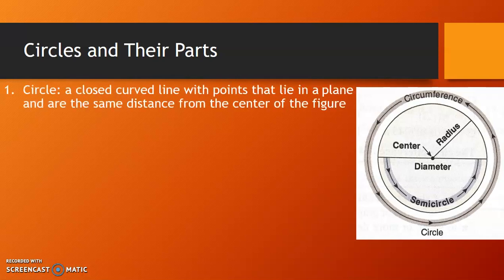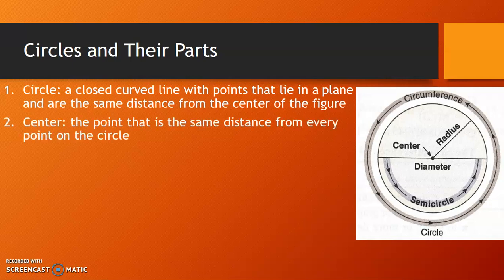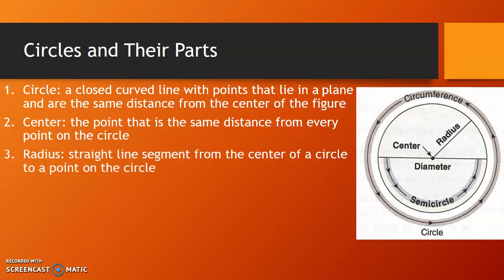So first, a circle is just a closed, curved line that has points that lie in a plane that are the same distance from the center. So all that means is that circles will change their size depending on how far away from the center of the circle you're looking at. So if you're looking at 2 inches away from the center, or 2 feet, or 2 miles away, that will all change the points that are inside of the circle. The center would be the point that's the same distance away from every point on the circle. It's right in the middle.